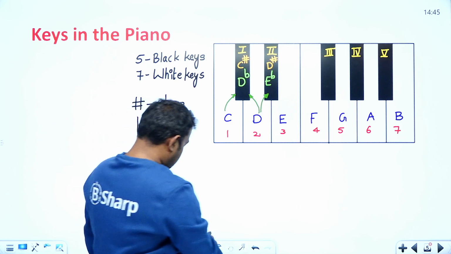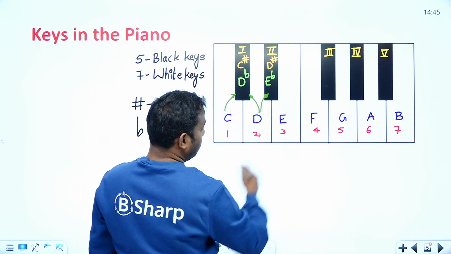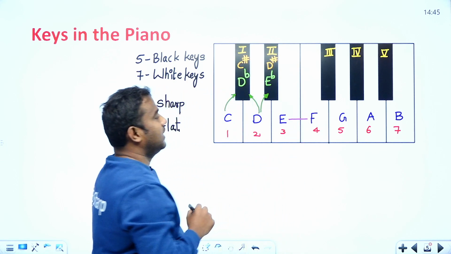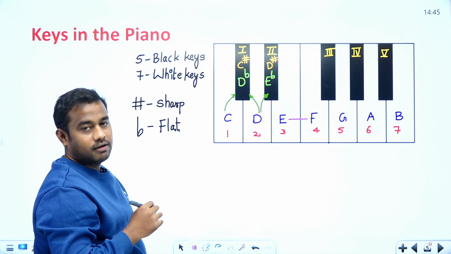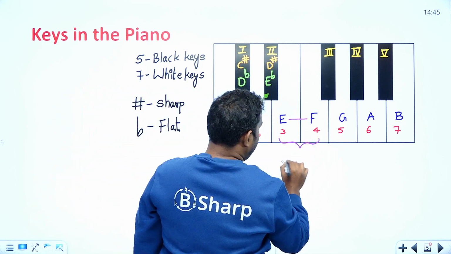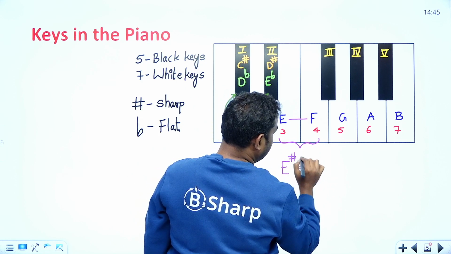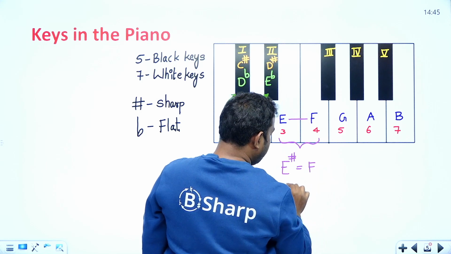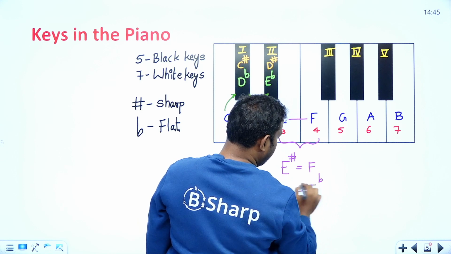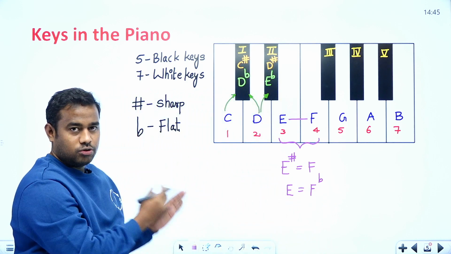Now coming to a point here: in between E and F there is no black key, so there won't be any E sharp or F flat. Some musicians write E sharp, and the meaning of E sharp is F. Some musicians write F flat, and the meaning is E itself, one key note backward.